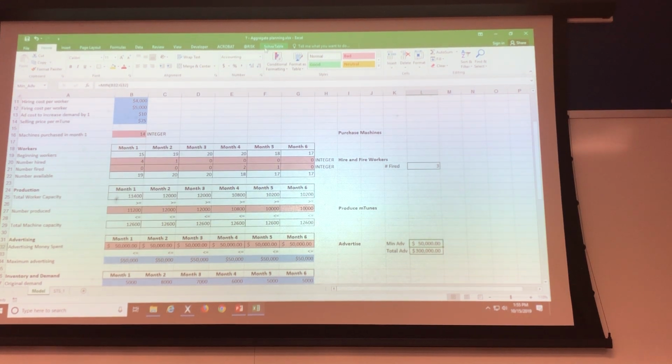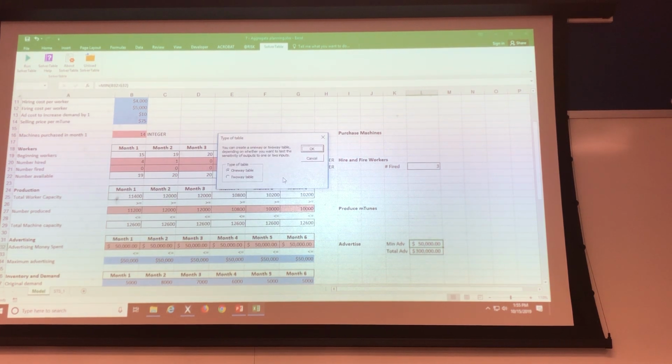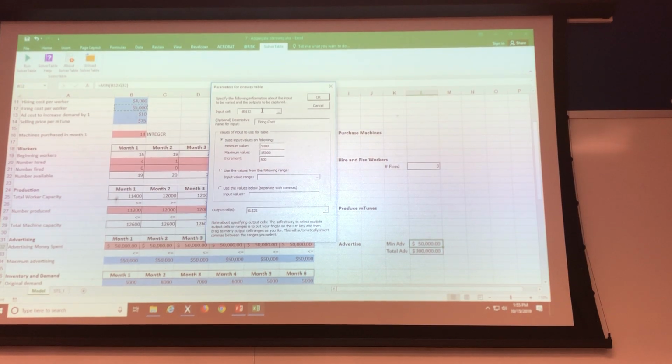Okay, so let's run a solver table. We're only varying the ad cost. We talked about that. Clear everything out that's in your solver table right now. Unfortunately, no reset button, so just clear all that out. We just discussed how the input cell would be the advertising cost right there in B13. So ad cost is going to be that.